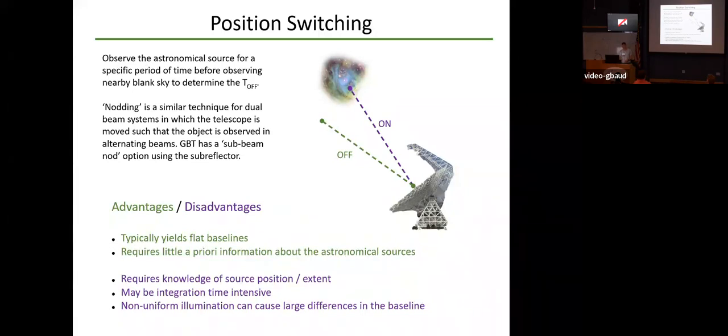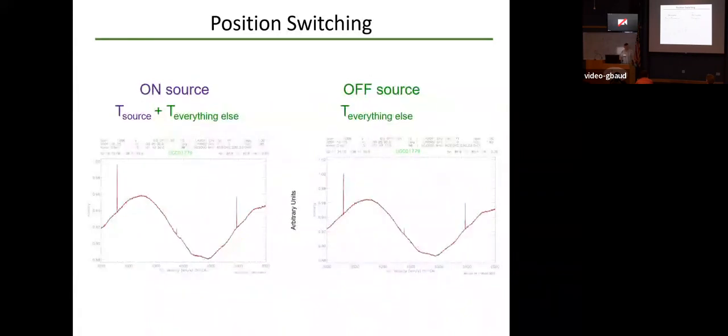Another slight disadvantage: non-uniform illumination can cause differences in your baseline. Let's say your target is a really, really strong source. It's bringing a lot of power into the system. Your baselines might look slightly different than if you go off source and you're looking at a very faint part of the sky. That extra power that you're pumping into the system from your bright object might be making your baseline a little bit different in your on than in your off. What do I mean by this?